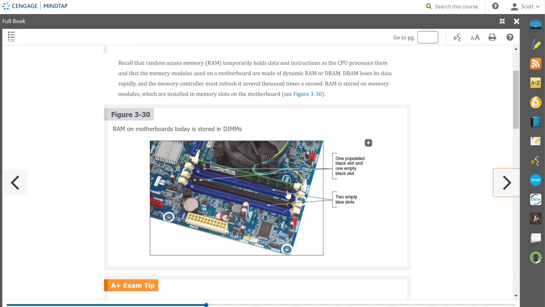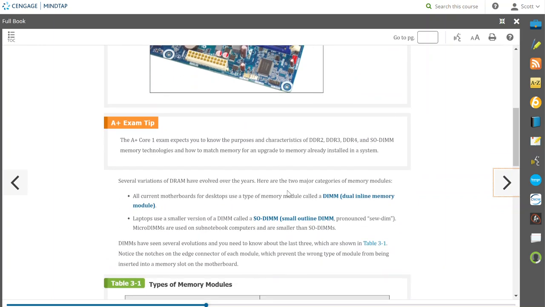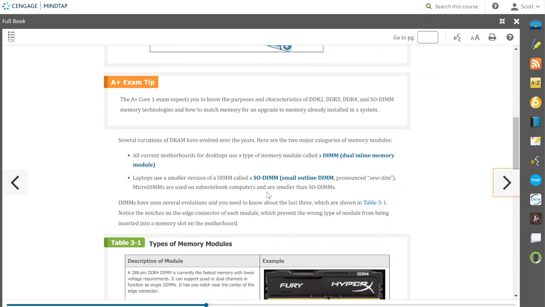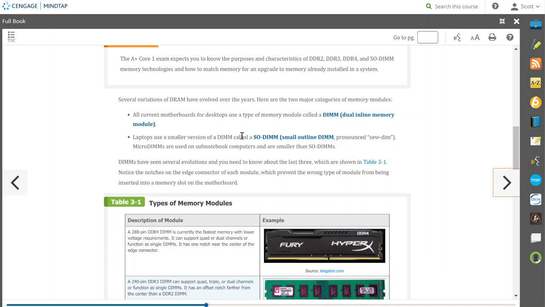Okay. Now, some things that we're going to need to know. Common characteristics and purposes of RAM. And we've got DDR2, DDR3, DDR4, and SODIMM. Those 4 different technologies, you're going to have to know the ins and outs to them. Okay. Now, all the current motherboards for desktops use DIMM, dual inline memory module. Okay. Laptops use what we call SODIMM. And SODIMM has a smaller footprint. They're shorter.